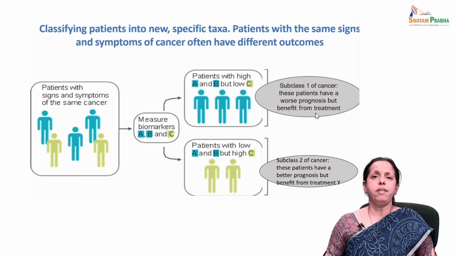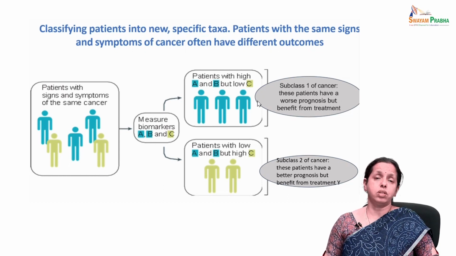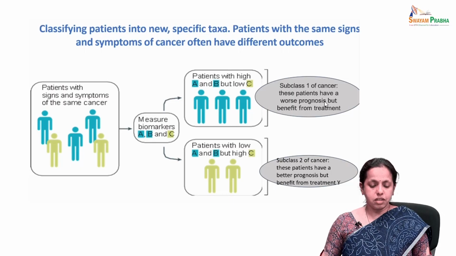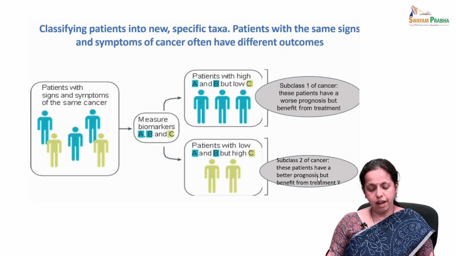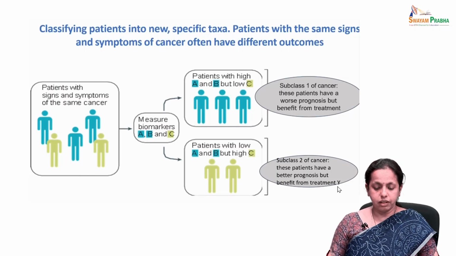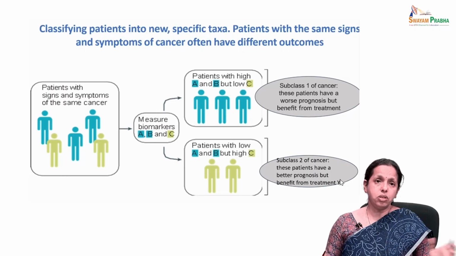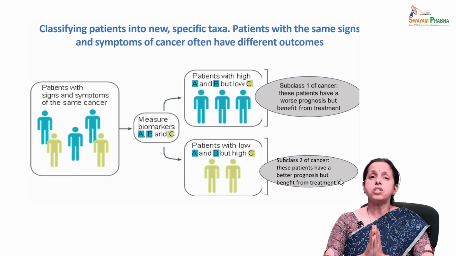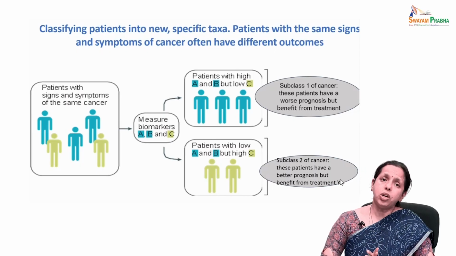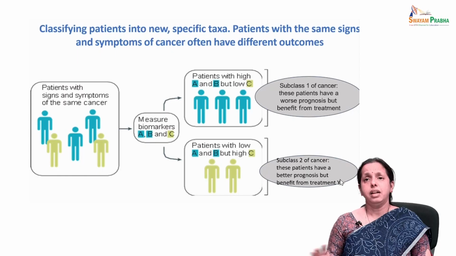These patients could have a worse prognosis, but they benefit from treatment. This is the subclass of patients. Here is another subclass of patients; these patients could have a better prognosis, but they also benefit from the treatment. You are able to stratify or classify patients according to the presence of the biomarker, and you are able to predict their outcome for the particular drug response.